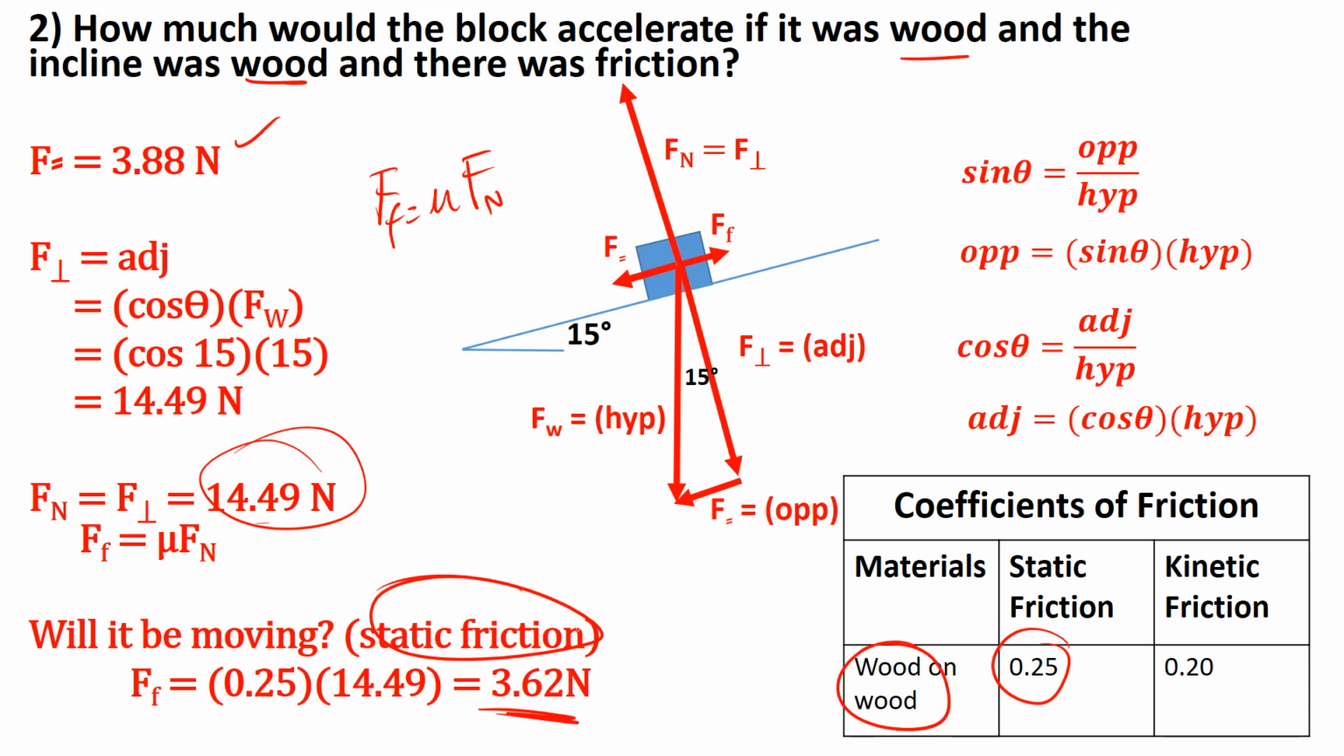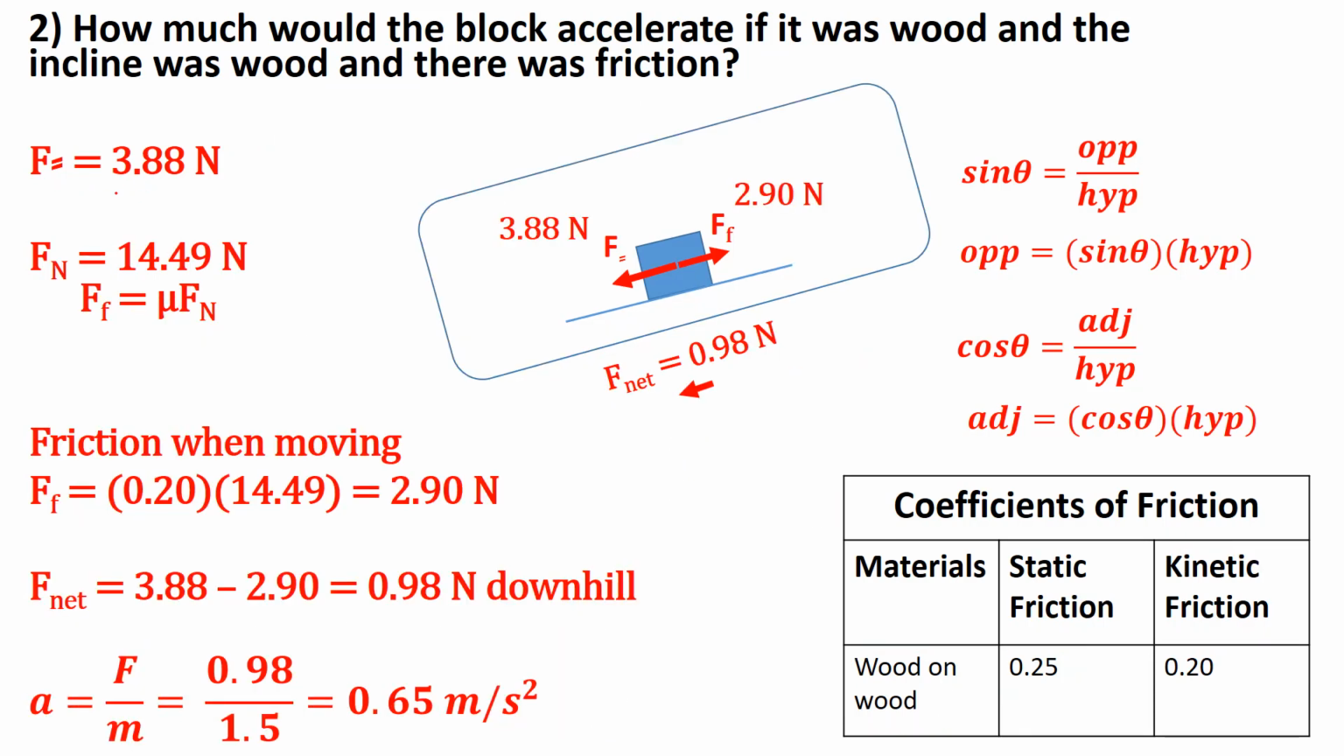After this point, we're not going to use this number because it's going to be moving. So we need to figure out our kinetic friction. Let's find out what the new friction is while it's moving to find out what it's actually accelerating at. So we go back and we take our 3.88 from before, but now we're going to take our kinetic friction, which will always be less than static friction, for all the problems we do. And that's going to be 0.20 times that 14.49. And so we get a force of friction of 2.90.